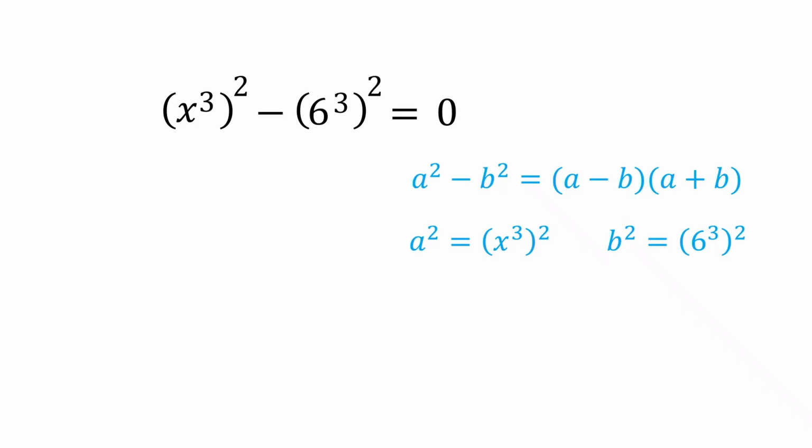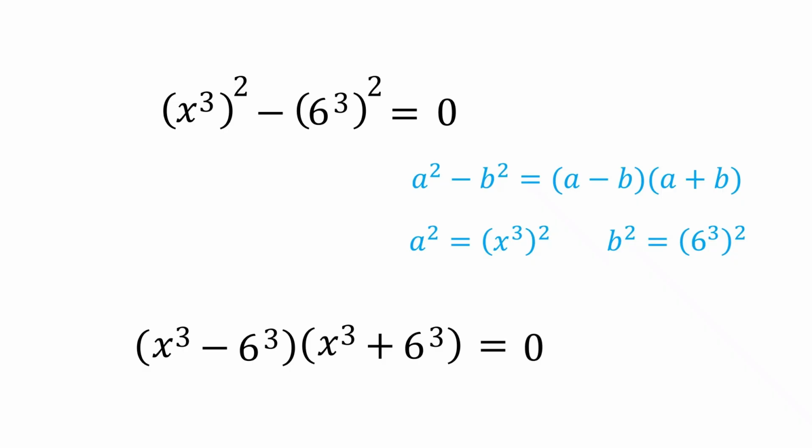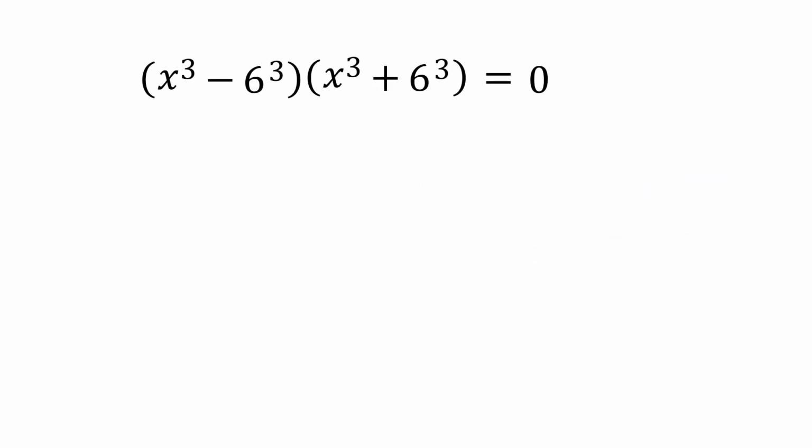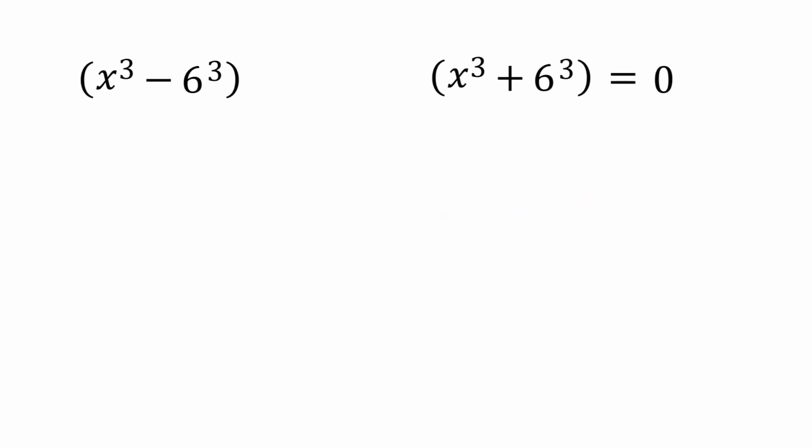Applying the identity gives us x cubed minus 6 cubed multiplied by x cubed plus 6 cubed. One complicated equation has suddenly become 2 much smaller ones. Now another important question. How do we solve an equation when 2 expressions are multiplied together? We use something called the zero product rule. It says if 2 numbers multiply to give 0, then at least one of them must be 0. So instead of solving one equation, we now solve 2.